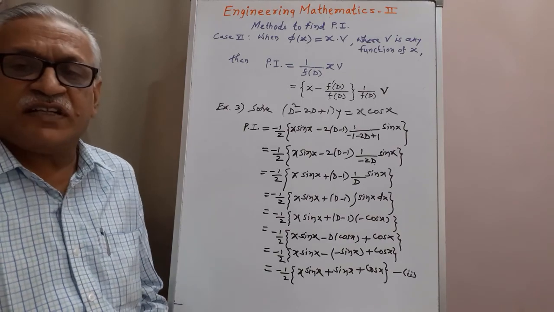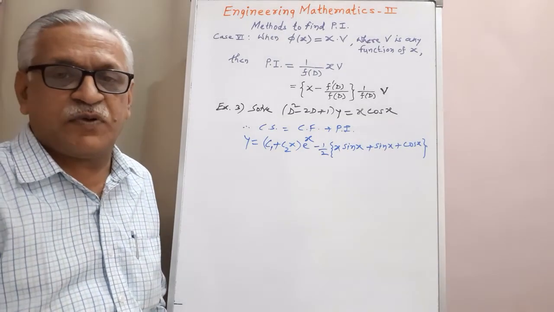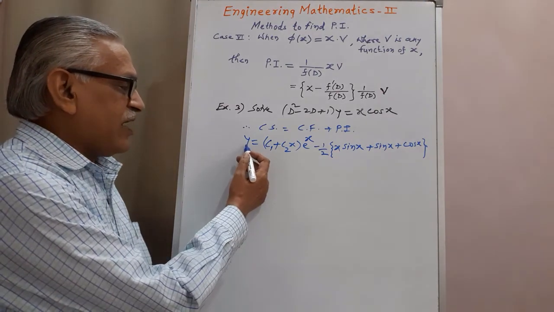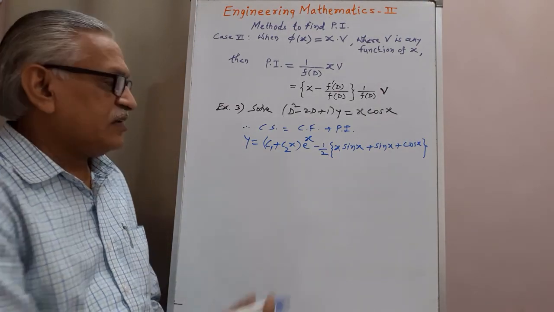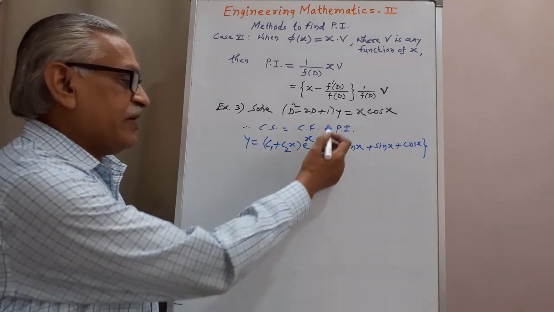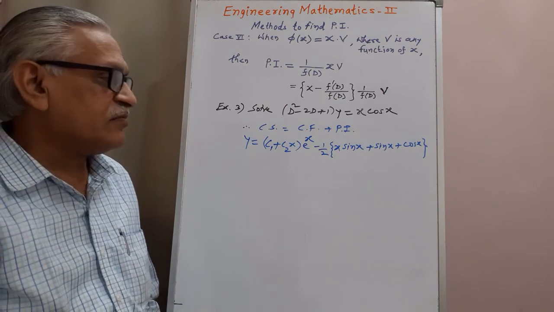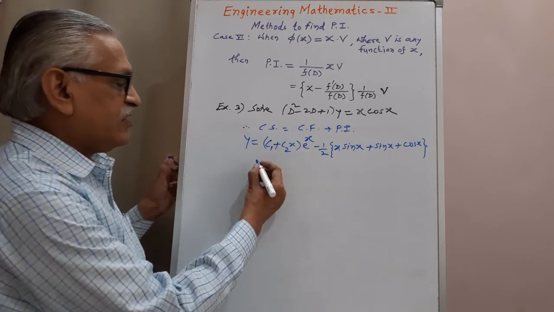And therefore if we combine this with CF we get the complete solution. Therefore complete solution is CF plus P.I. Y is equal to CF, which is C1 plus C2 x into e raised to x, and P.I. is minus 1 by 2 times x sin of x plus sin x plus cos of x, as the required solution.